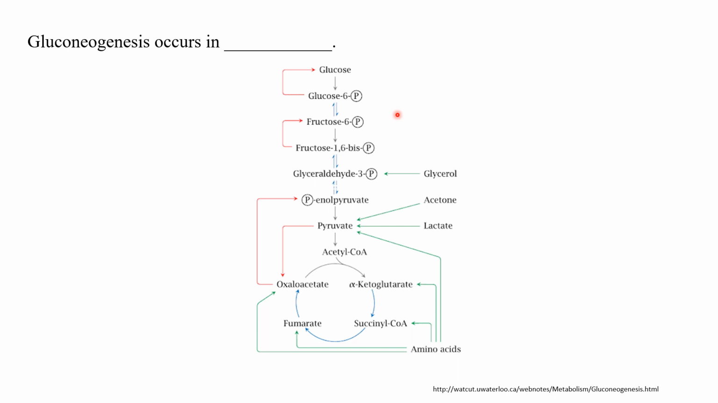The major site of this process is the liver, with small amounts also taking place in the kidney. Even little gluconeogenesis takes place in the brain, skeletal muscle or heart muscle. But the primary center is the liver.